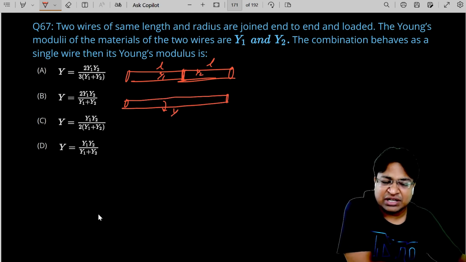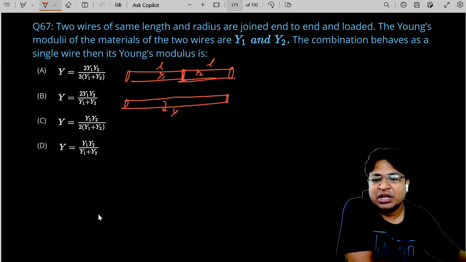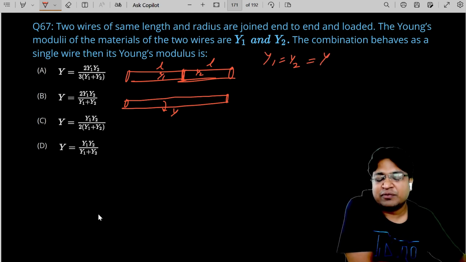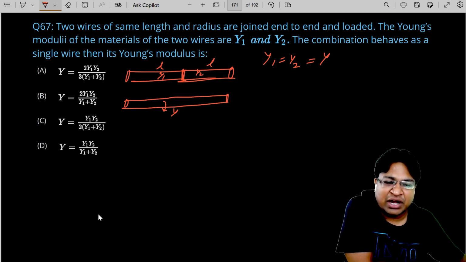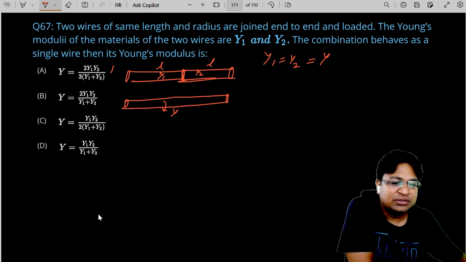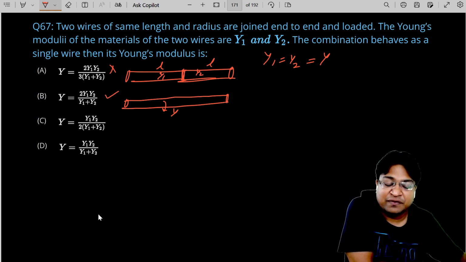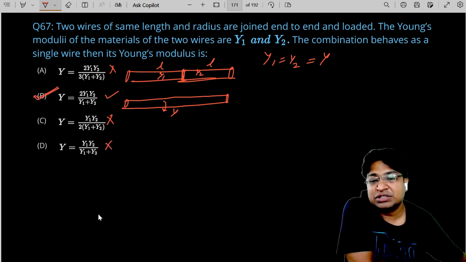Now, guys, just as I said, we can go for elimination in this question. I know that if Y1 is equal to Y2, then my Y equivalent will also be equal to them, because now I'm talking about a uniform material. So let's see which options give us this. If I substitute Y1, Y2 both as Y, I will end up with 2Y square divided by 6Y. So this is not giving me Y. 2 into 2Y square divided by 2Y, this is giving me Y. So it may be one of the answers. This is giving me Y square divided by 4Y, so this is not correct. This is giving me Y square divided by 2Y, this is not correct. So guys, this is the answer. And mind you, we have obtained this with elimination.